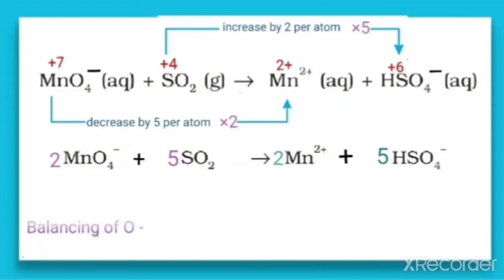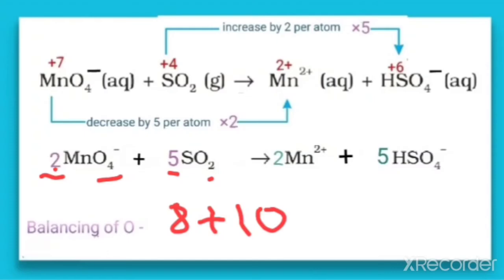Now in the acidic medium, how to balance the oxygen? Better find out how many oxygens are there on the left hand side and the right hand side. When you find it here, it is twice MnO4 negative, that means 2 here, and 4 oxygens are there. So how much oxygen is there here? That is 8. 8 oxygens. Now plus here 5 and here 2, that is 5 into 2, 10. That means the total is 18. Now what about the right hand side?